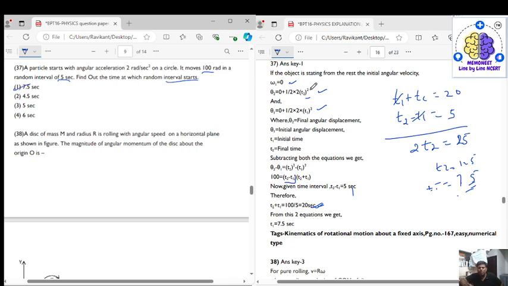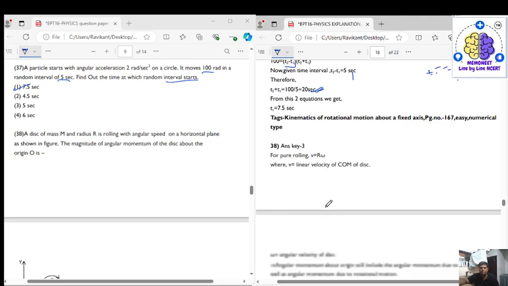Again, we found the angular displacements theta 1 and theta 2, and the difference between theta 2 and theta 1 is 100 radians, right? And the difference of theta 2 and theta 1 is coming as T2 square minus T1 square. Putting the values, we get here T1 as 7.5 seconds.